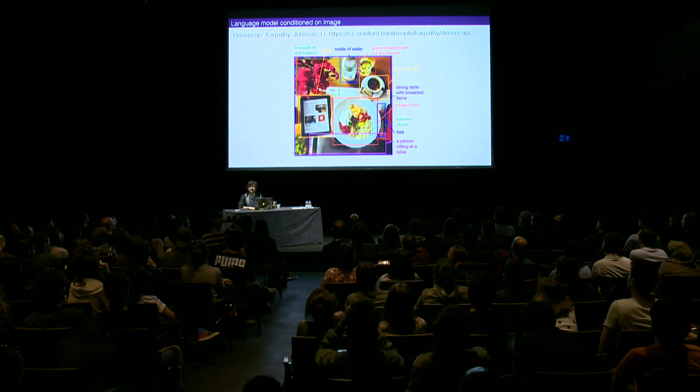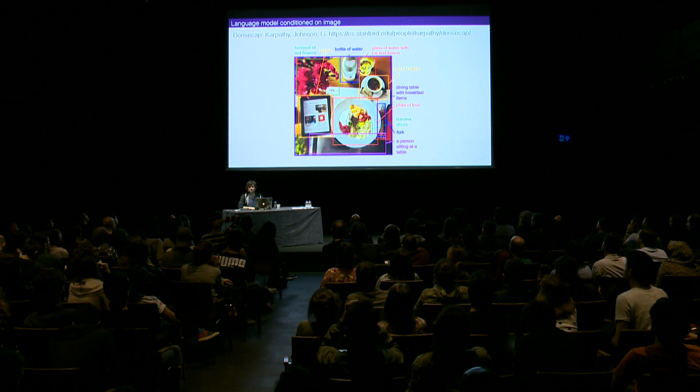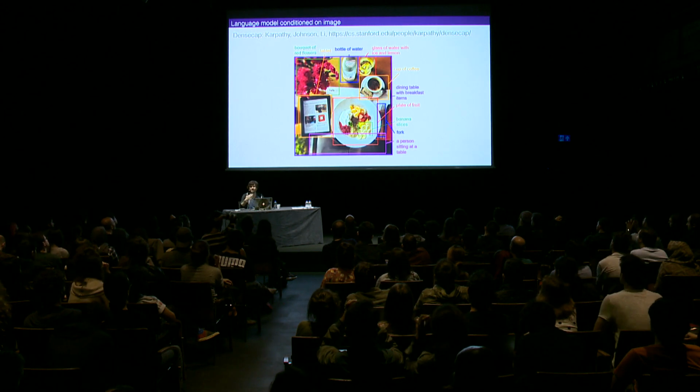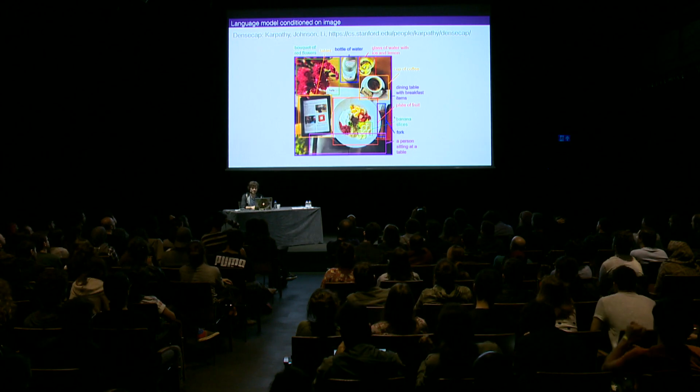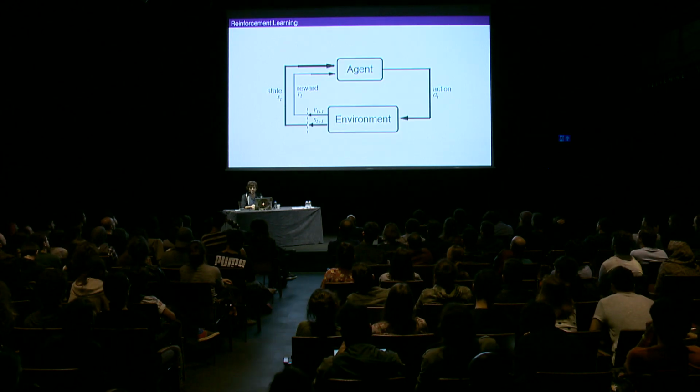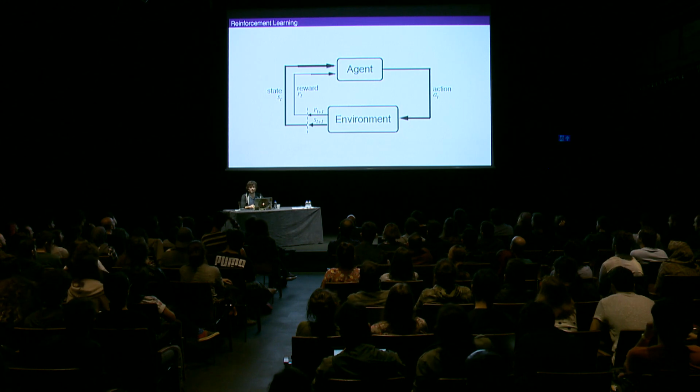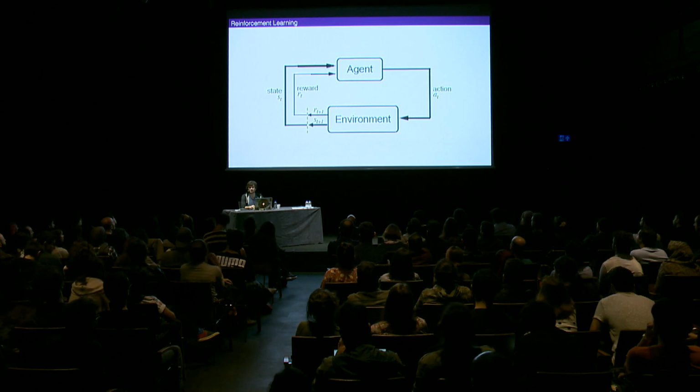Other models, I'm running out of time, so I'll just go through these quickly. You can have neural networks caption images, tell you this is a plate of fruit and a fork and a person sitting at a table and so on. And I mentioned reinforcement learning. This is making things play games.